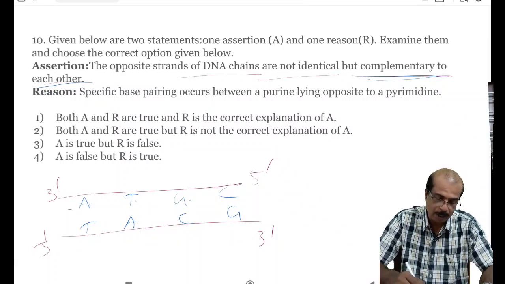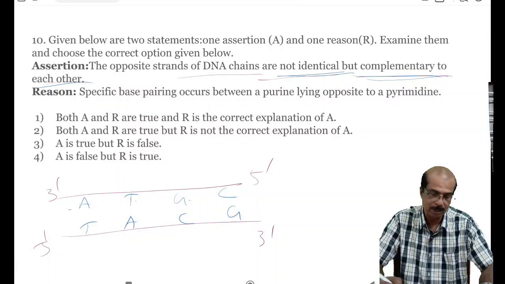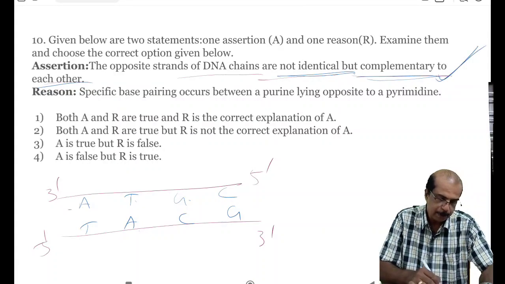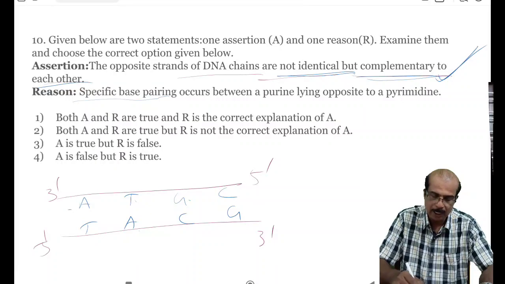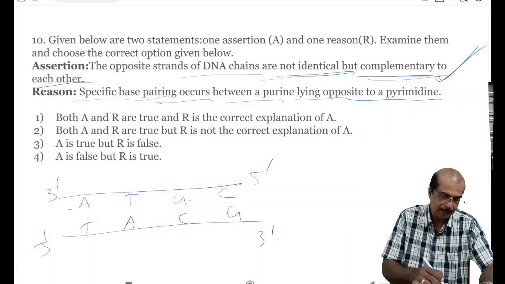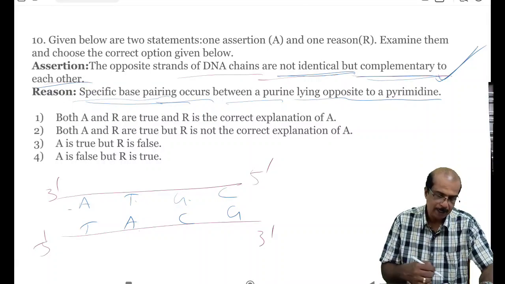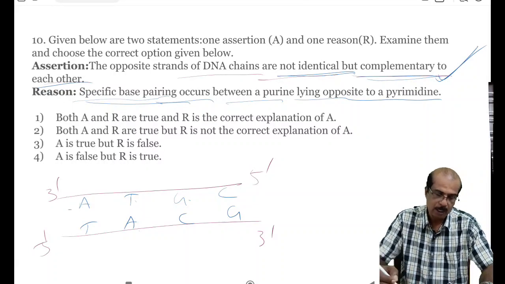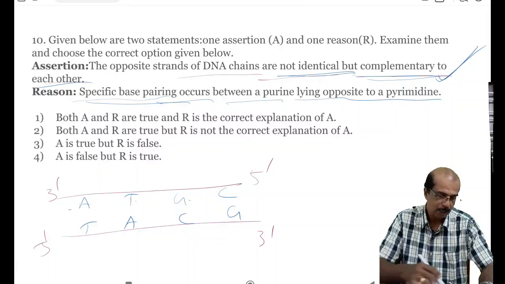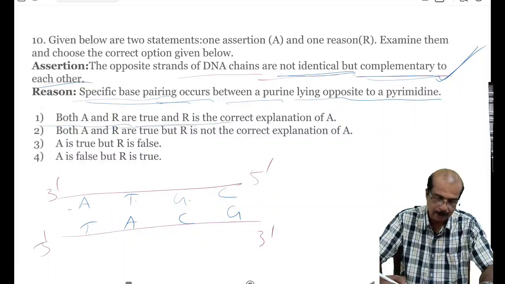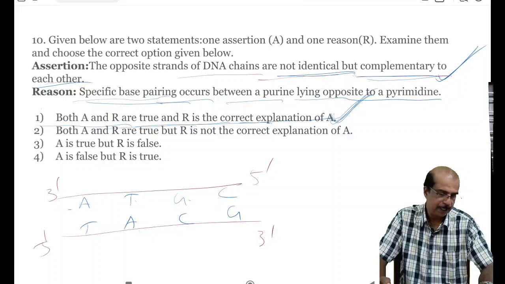The two strands are not identical with their nitrogen bases. So the assertion is a correct one. What about the reason? Specific base pairing occurs between a purine lying opposite to a pyrimidine. Here there is specific base pairing between purine and pyrimidine. That is why the opposite strands of DNA show complementarity to each other. So our answer to this question is both assertion and reason are true and R is the correct explanation of A. You go with the first option.